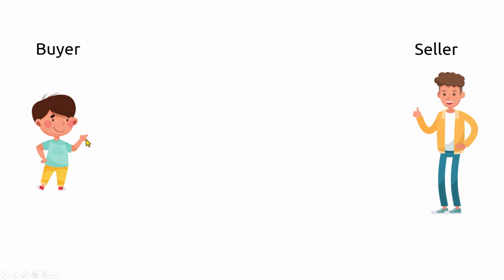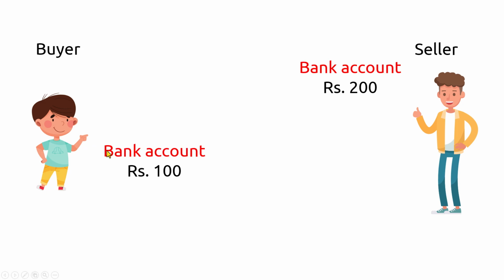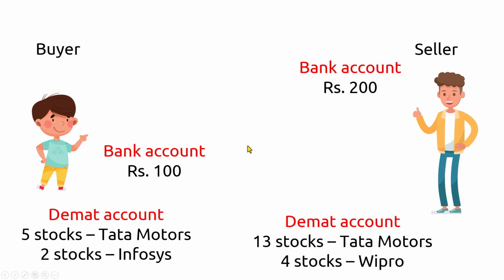In his bank account, it says he has 100 rupees. In the other person's bank account, it says he has 200 rupees. So this is what the bank account reflects: the amount of money that a person has. Next, the demat account reflects how many stocks this person has.